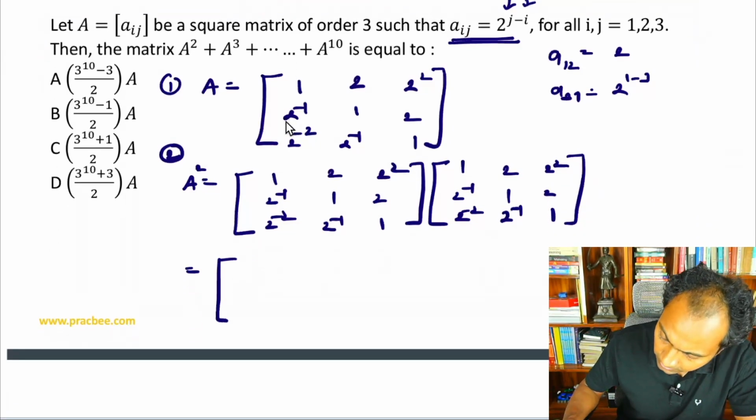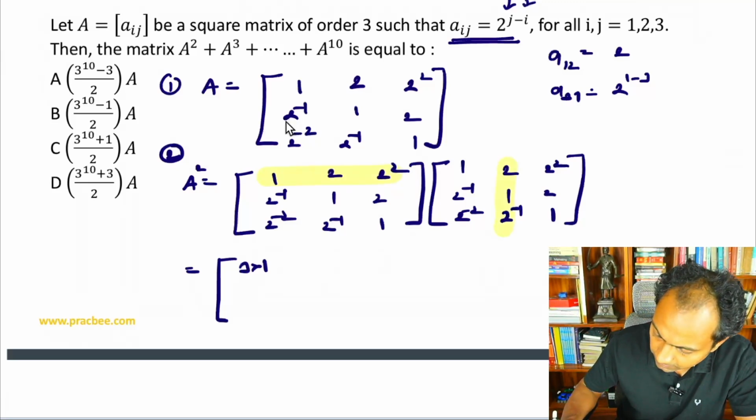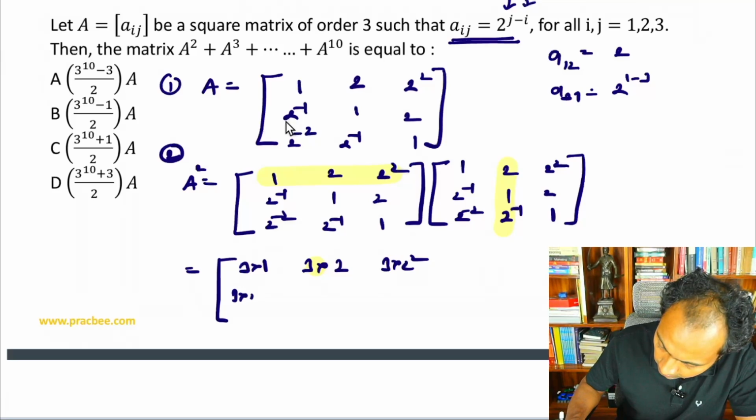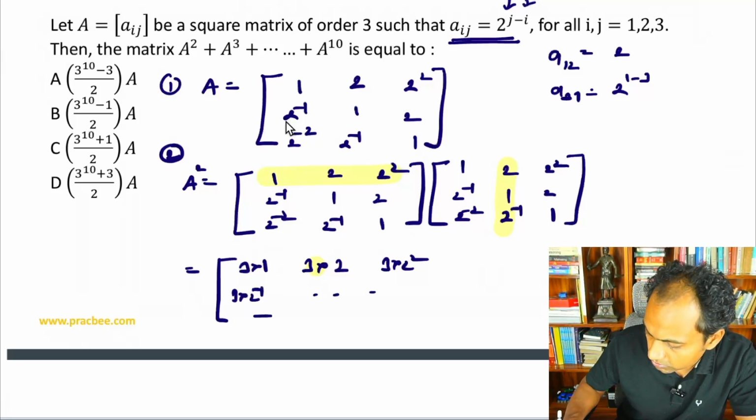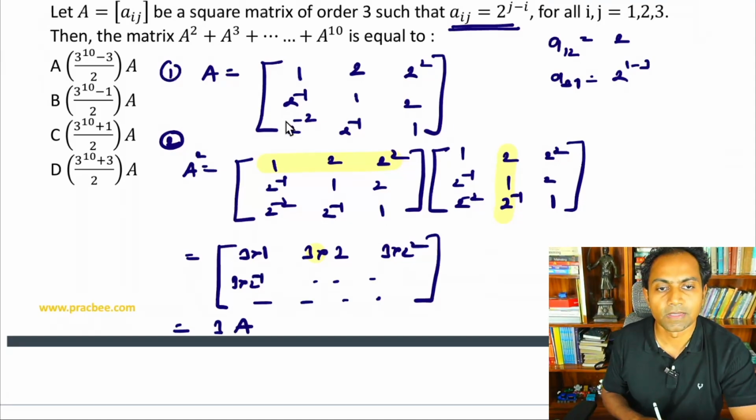If you multiply, in the first part you are getting 3 into 1. If I again take this and multiply with this one, I will get my second element, and this also will come as nothing but 3 into 2. The next will become 3 into 2 square, 3 into 2 raised to the power 1, and so on and so forth. So what you can notice is it is the same matrix but multiplied with it.